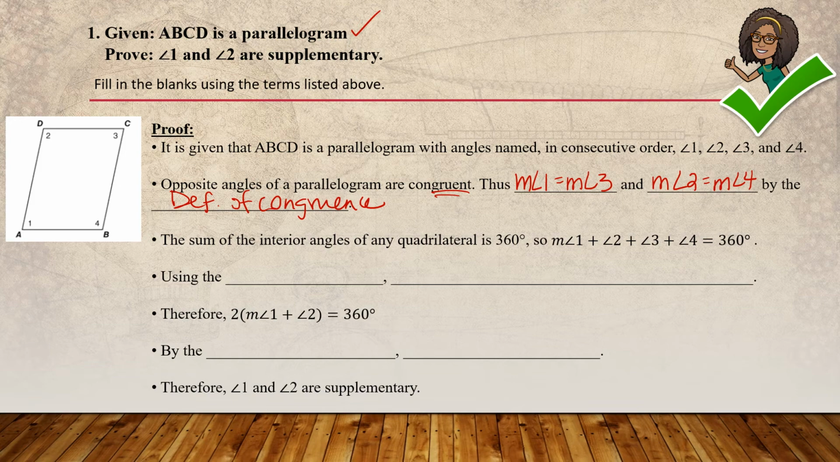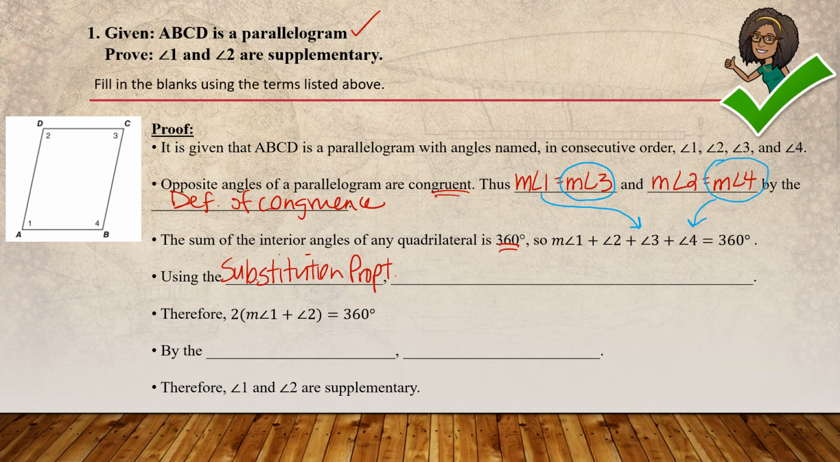So the next step is to realize that every single quadrilateral's interior angles equal 360 degrees. So that means the measure of angle 1, 2, 3, and 4, when I add them all up, equal 360 degrees. So we're going to use the substitution property to come up with an equation. So you're saying, well, how are we going to do that? Well, we already know that angle 1 is the same as angle 3, so we can plug in 1 here. And we already know angle 2 is the same as angle 4, so we can plug in angle 2 here.